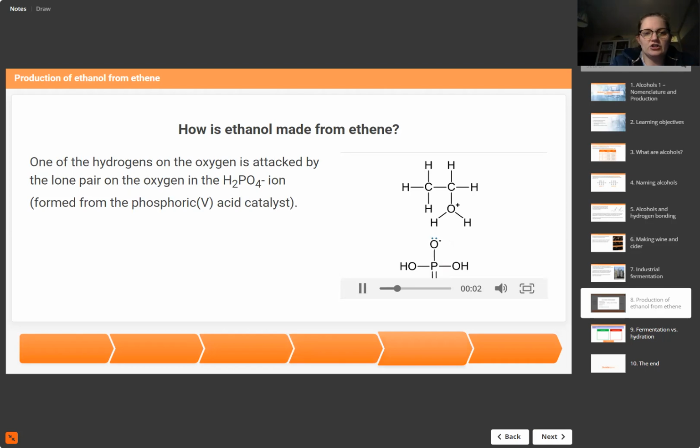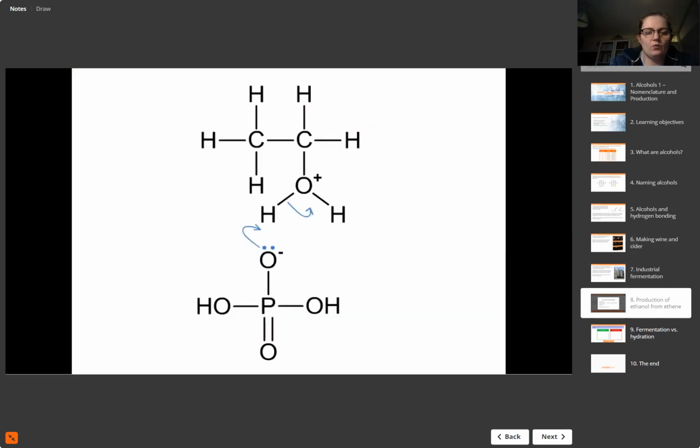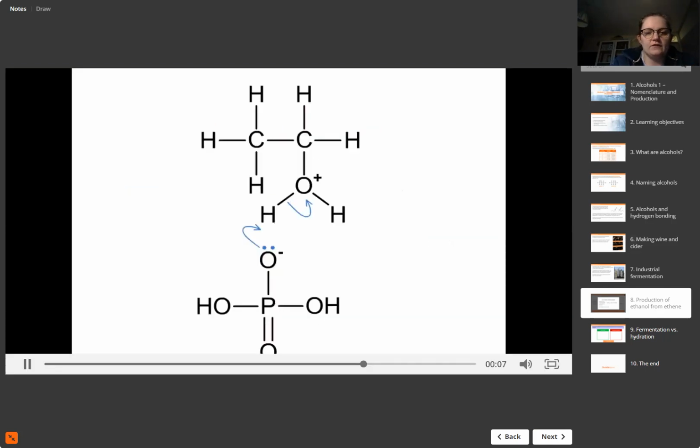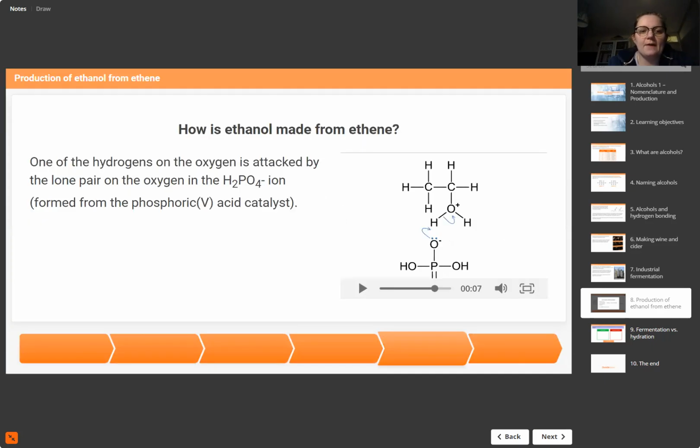So one of our hydrogens, let me pause that here so we can see it better. What's going to happen here is one of the hydrogens on the oxygen, so this one, for example, it could be either, is attacked by that lone pair on the oxygen in that H2PO4 ion, which was formed from the phosphoric acid catalyst. So we've got movement of electrons from the oxygen to the hydrogen and breaking of the bond between the hydrogen and the oxygen.